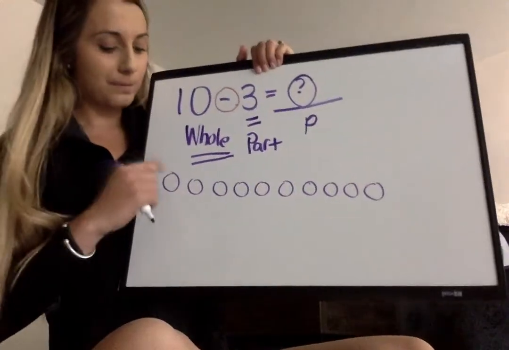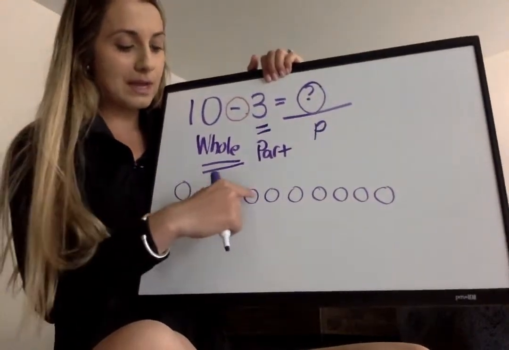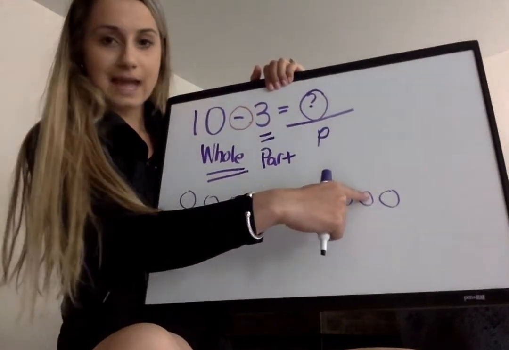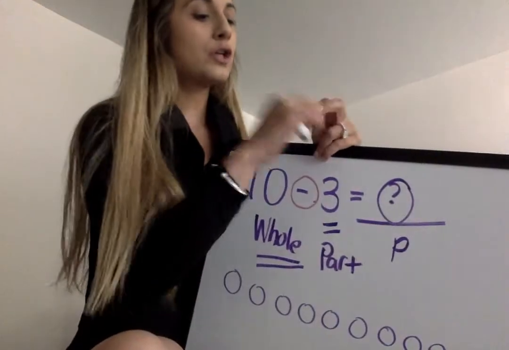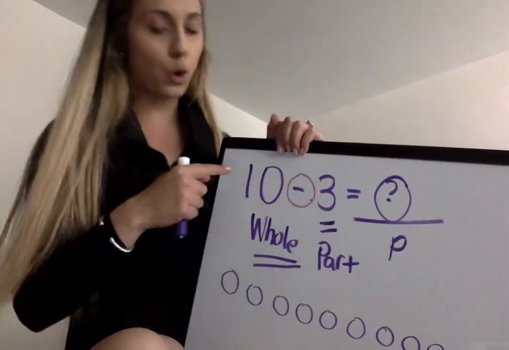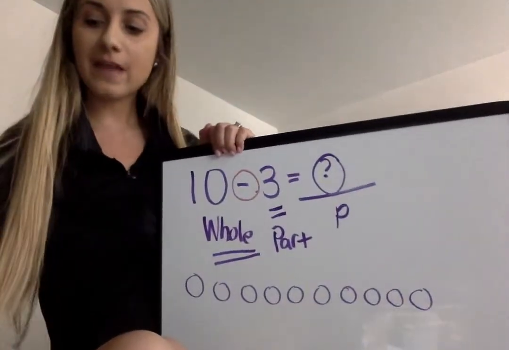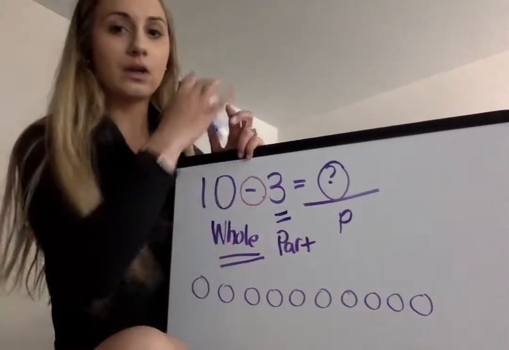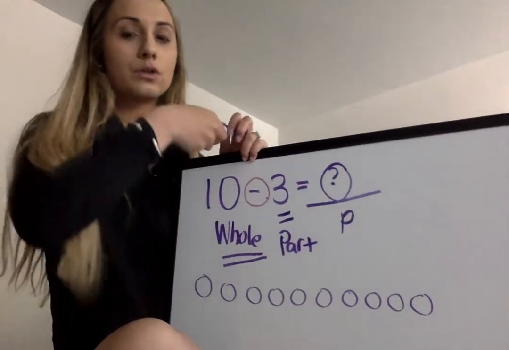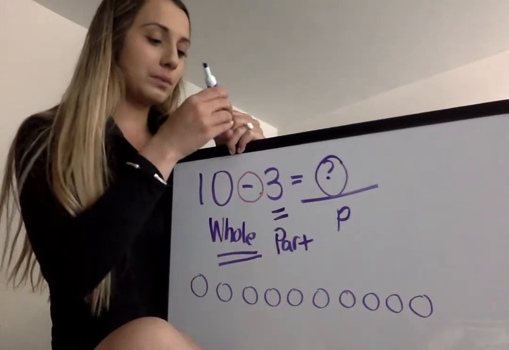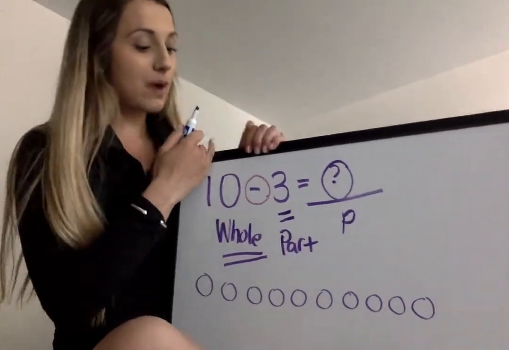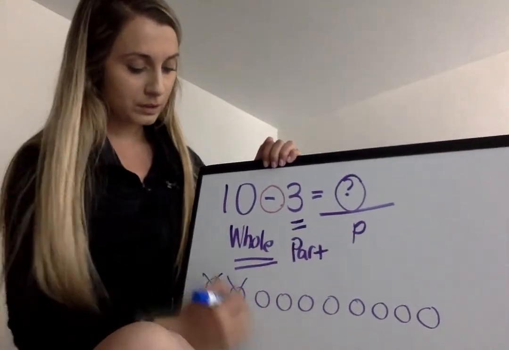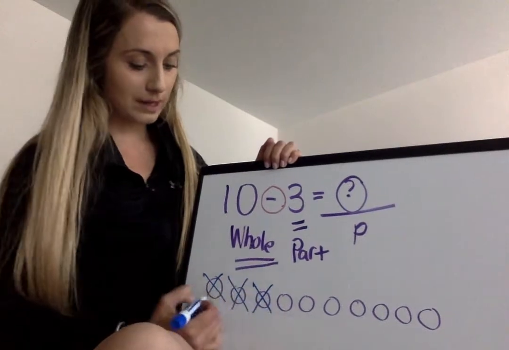So on your piece of paper, you should have 10 circles. Let's double check that. 1, 2, 3, 4, 5, 6, 7, 8, 9, and 10. You will have 10 circles, which will represent your whole number. Then our job is to take away. When talking about subtracting, we are taking away. So using a different color, the blue marker, I'm going to show you that we are going to take 3 away. 1, 2, 3.